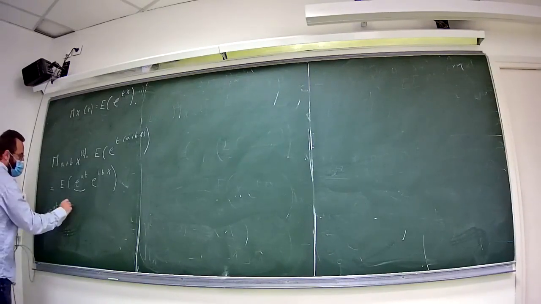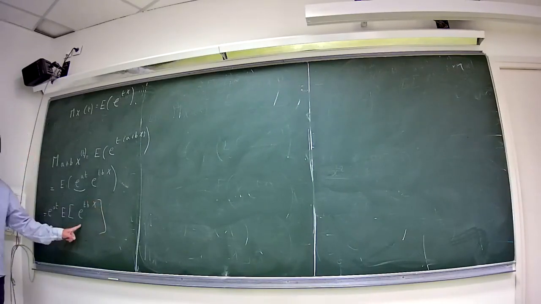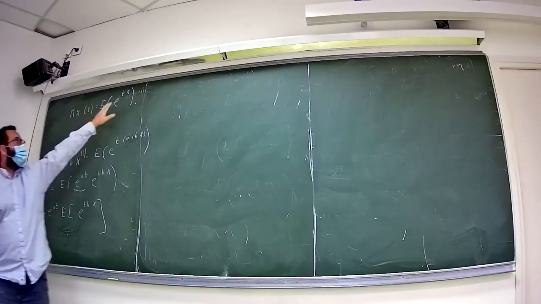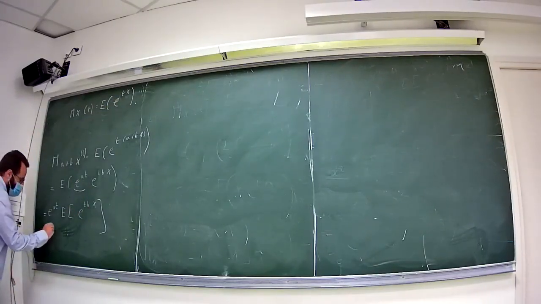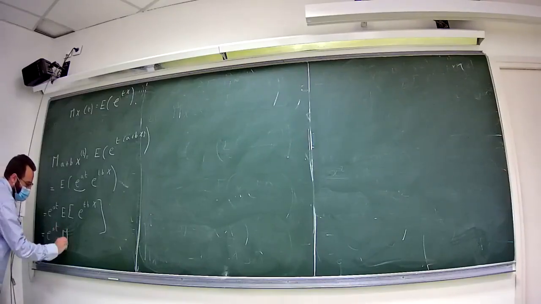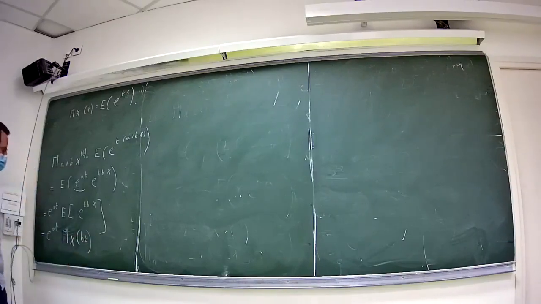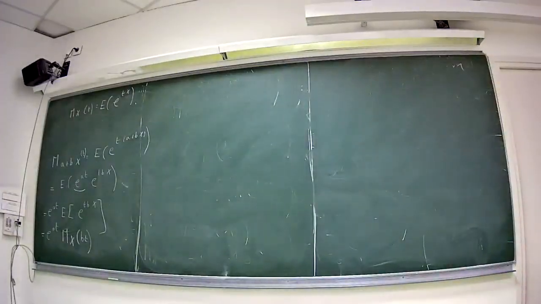And it remains the expectation of exponential tbx. But what is this one? It is just the same kind of expectation as the previous one, just I replace t by tb. So I obtain the moment generating function of x at the point tb. I just use the fact that the exponential has a particular property, and that I have an expectation to compute of the exponential of a linear transform of x.